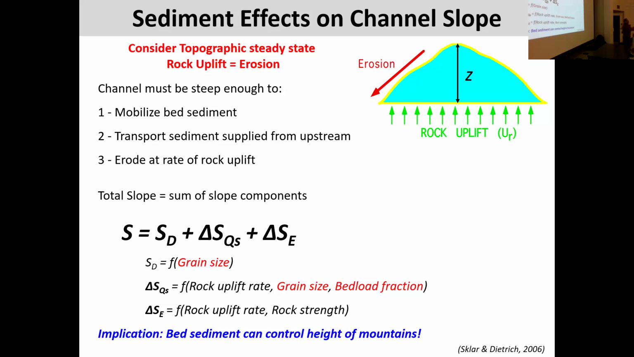And the implication of this is that sediment size can set the height of mountains. Because if you take a river slope and you integrate up a river profile, you get the fluvial relief, which dominates the overall relief in mountain systems. So is it possible? This is the hypothesis that the size of what you see on the bed of a river is setting the size of the mountains that are producing that sediment in the first place.